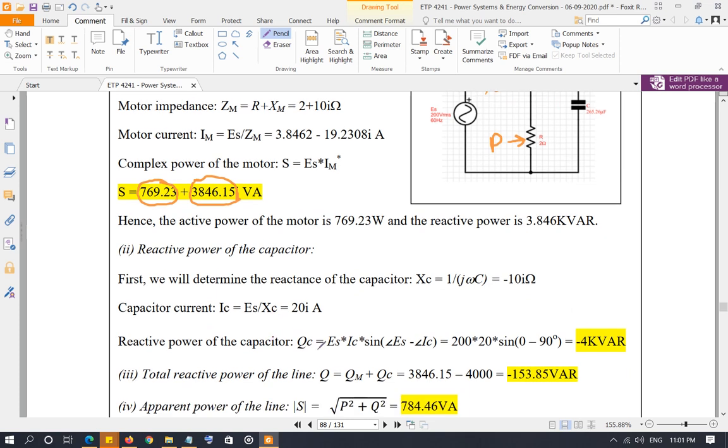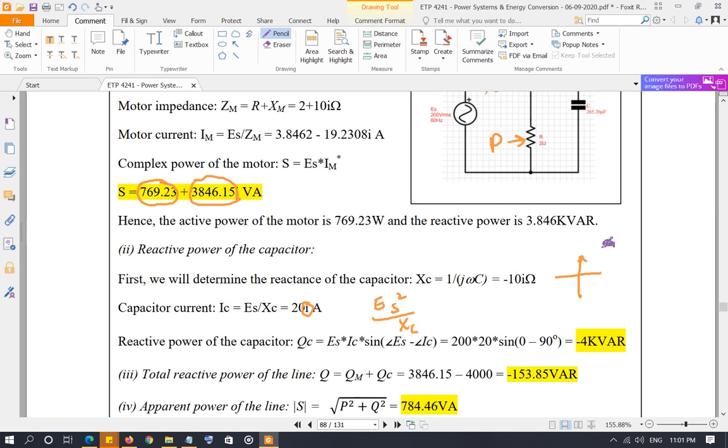Reactive power of the capacitor, we calculate the reactive power of the capacitor. Simply, capacitor voltage is ES. So first we calculate capacitor current, or you can directly calculate it as the magnitude of ES squared divided by the magnitude of XC. What I'm showing you is I'm calculating the current of the capacitor, and then I'm using the reactive power formula, ES times IC times sine of phase of ES minus phase of IC, and of course that is negative 90 because you have j. Remember, j corresponds to 90 degrees.